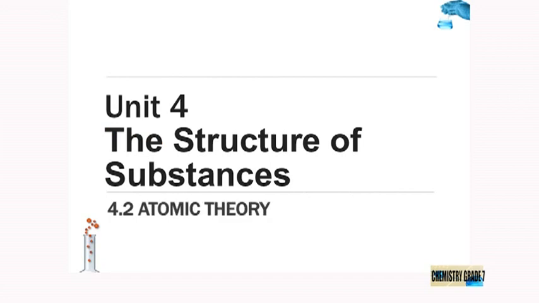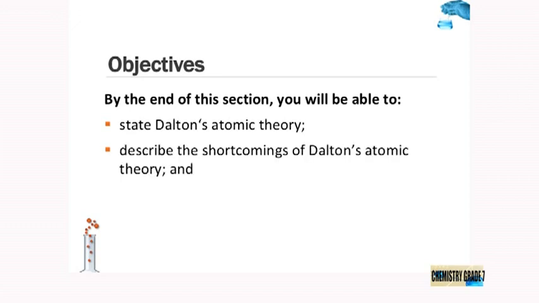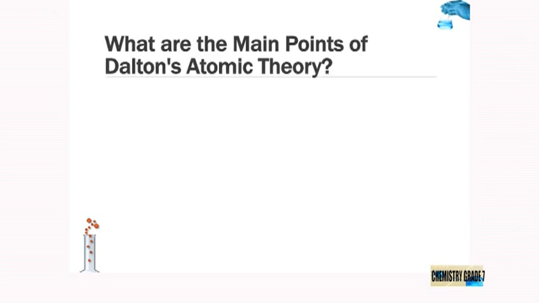Subunit 2. Atomic theory. By the end of this section, you will be able to state Dalton's atomic theory, describe the shortcomings of Dalton's atomic theory, and state modern atomic theory. What are the main points of Dalton's atomic theory?